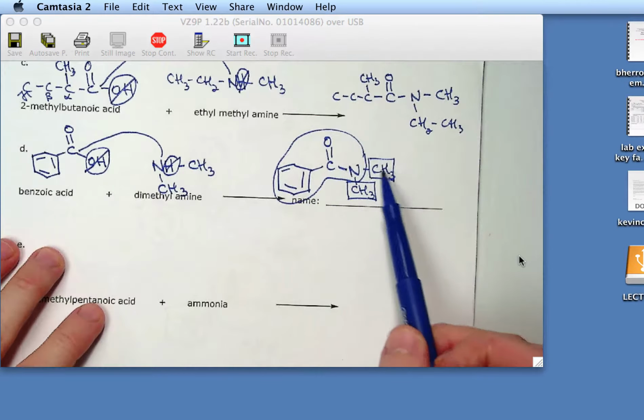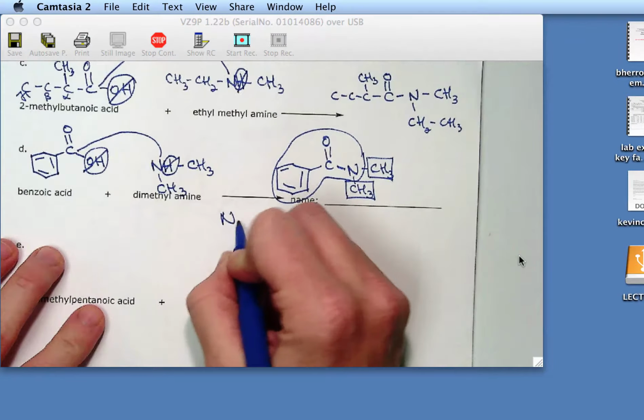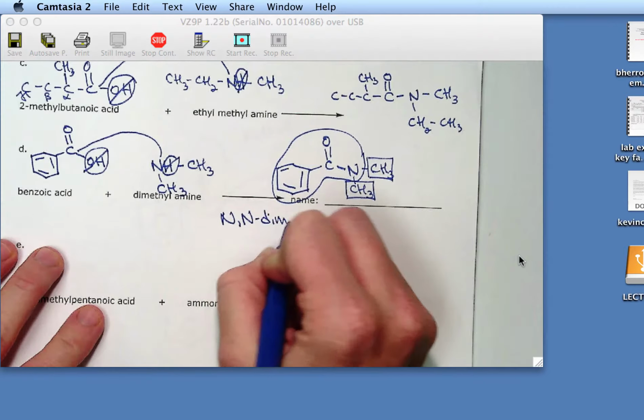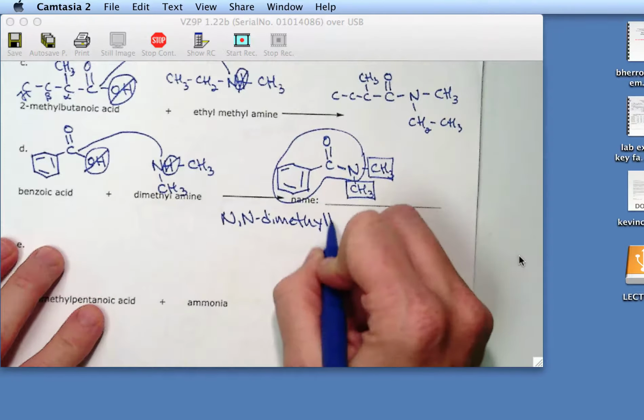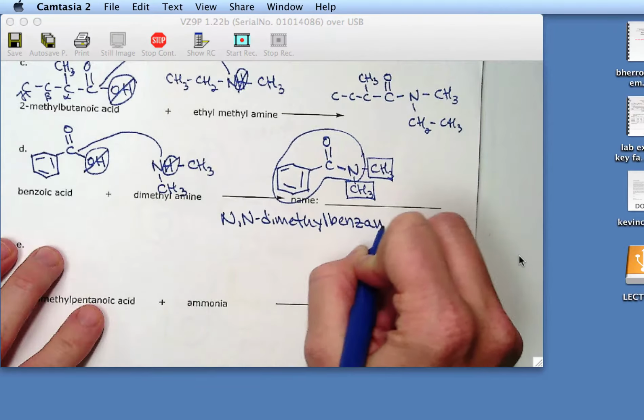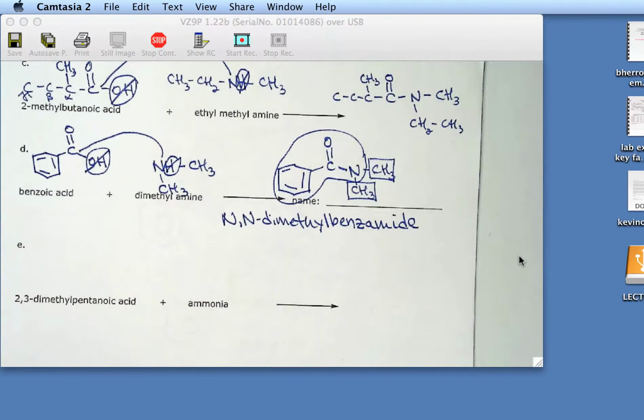So it's N,N-dimethyl benzamide. And these little spelling things where you leave things out, it will get better as you're accustomed to looking and practicing this stuff.